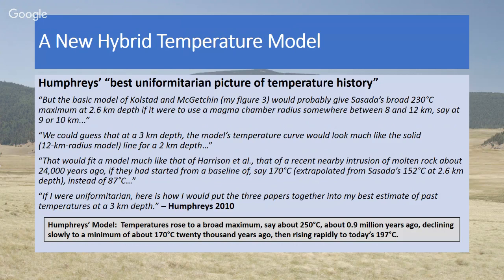Humphreys says temperatures rose to a broad maximum, say about 250 degrees C, about 0.9 million years ago, declining slowly to a minimum of about 170, 20,000 years ago, and then rising rapidly to today's 197. So this is how he can get away with still saying, well, temperatures in the past were higher than today. Well, they dropped a little bit, but not much, but overall they were higher. So he's still trying to defend that notion.